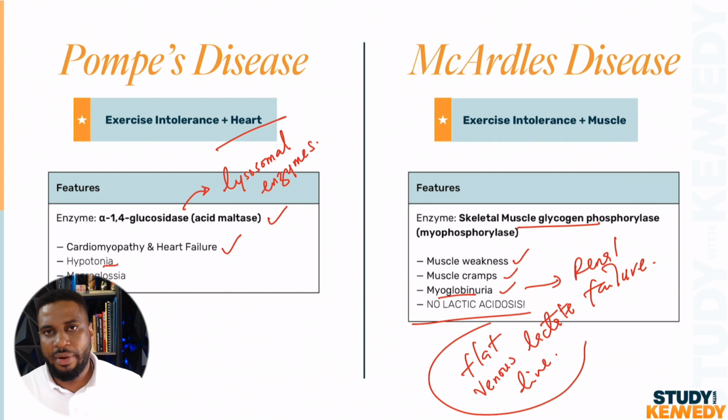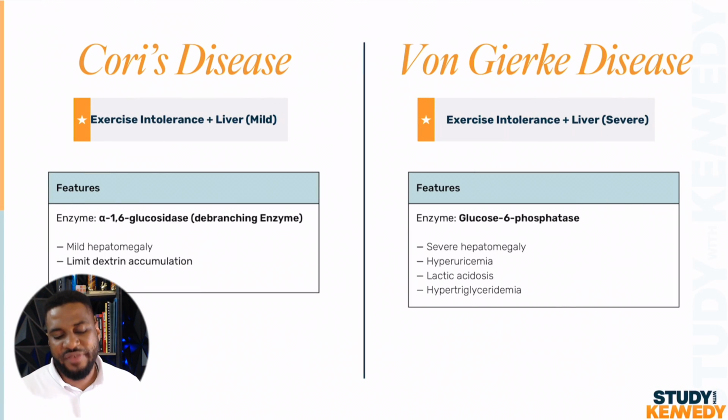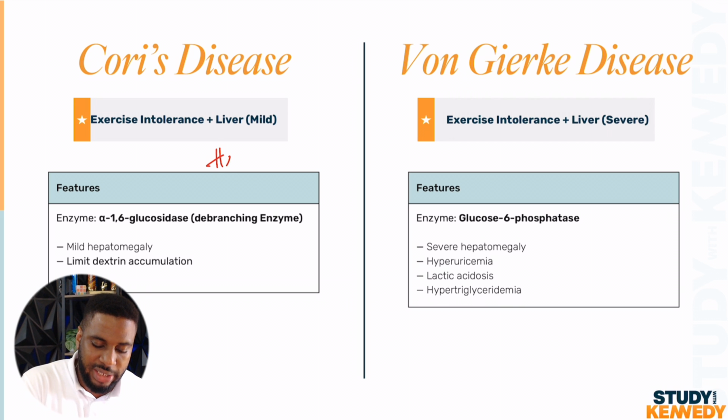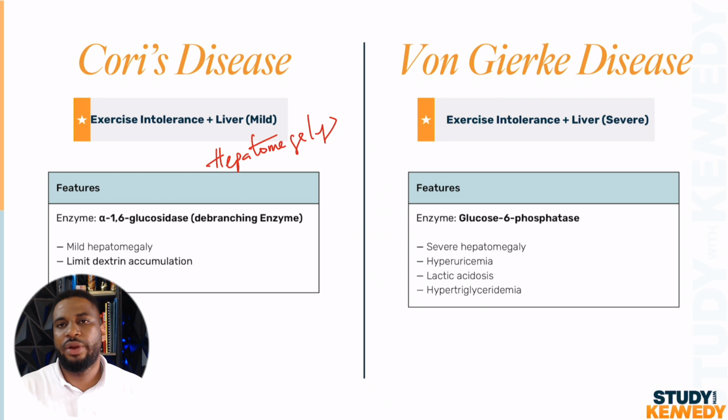Again, exercise intolerance plus heart, Pompe's disease. I need to say it out loud. Exercise intolerance plus muscle, McArdle's disease. Next, we have exercise intolerance plus liver, mild and severe. Exercise intolerance plus liver, you can think of this as hepatomegaly. Now, it could be mild hepatomegaly or severe hepatomegaly, and we have two diseases we are going to be looking at: Cori's disease and von Gierke's disease.